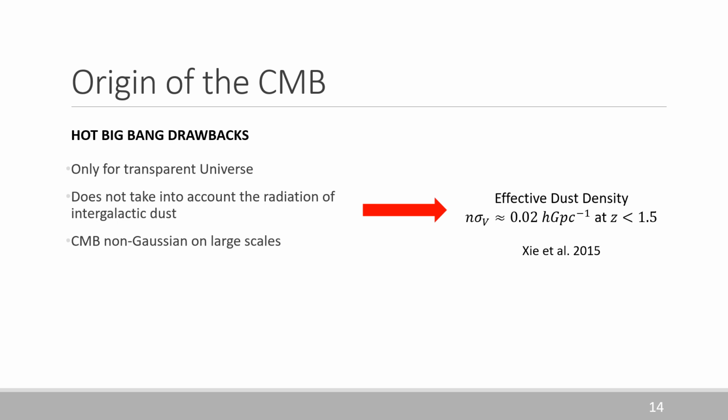In particular, this paper cites another paper that's measured the effective dust density, which you can see here, just to demonstrate that we do know there is intergalactic dust between galaxies. We can measure it, and it is something that needs to be taken into account and was not in the hot Big Bang theory. And the CMB has some non-Gaussian structure on large scales, which is not included in the hot Big Bang theory.